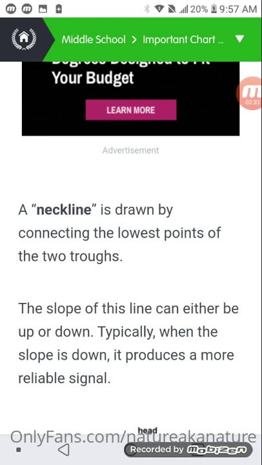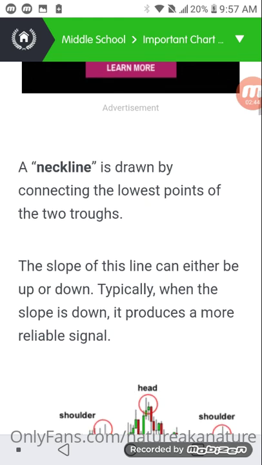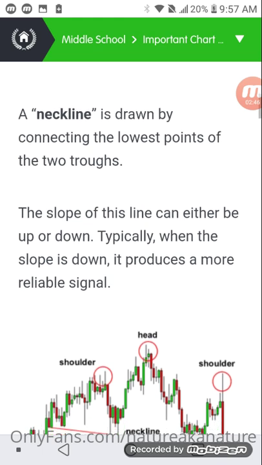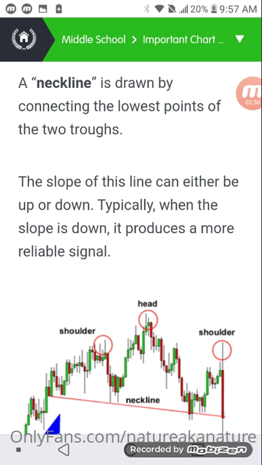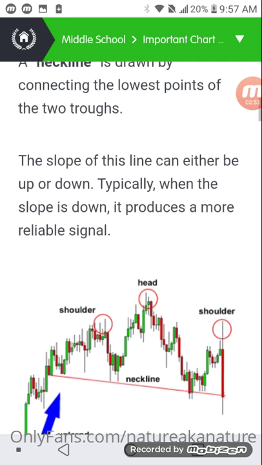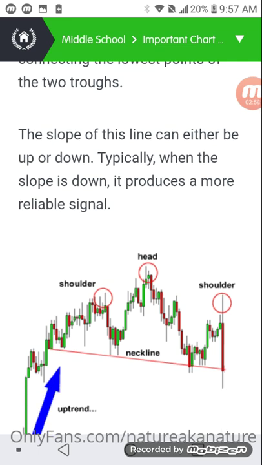Then you have the neckline. You draw the neckline by connecting the lowest points of the two troughs, and you can find how price is going to drop down. The slope of this line can either be up or down. Typically, when the slope is down, it produces a more reliable signal that price will continue in that direction.